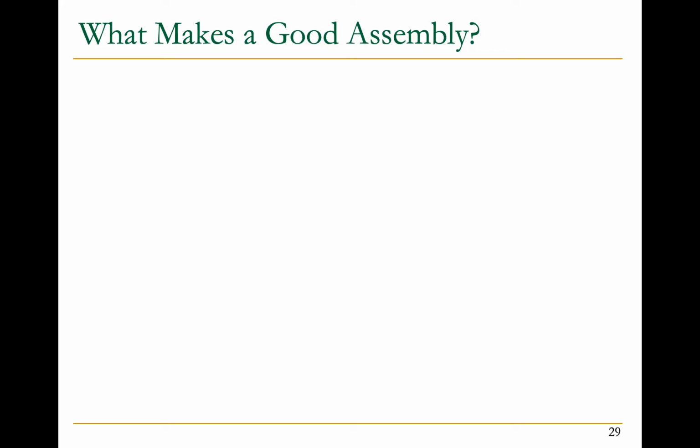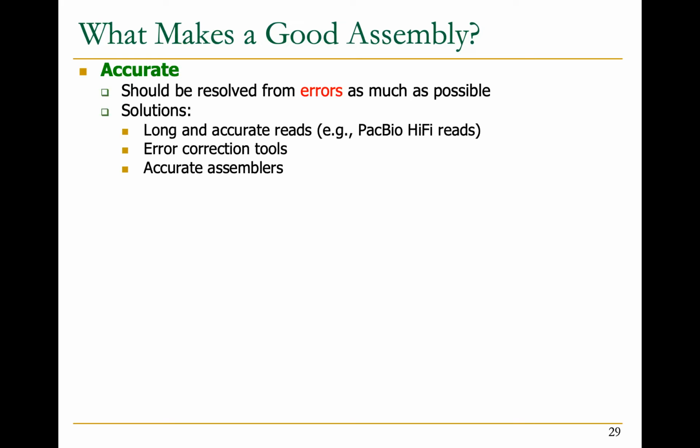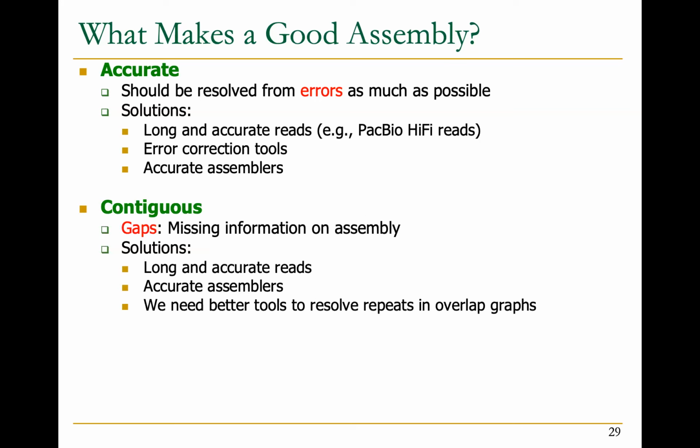So what helps us to make a good assembly? First, we want our reads and the assembly to be as accurate as possible, so they should be free from errors as much as possible. There are certain solutions for that. For example, we can use long and accurate reads, like PacBio HiFi reads, which are relatively recent compared to other sequencing technologies. We can use error correction tools. We can use accurate assemblers rather than fast and quick ones, if your goal is to generate the most accurate assembly.